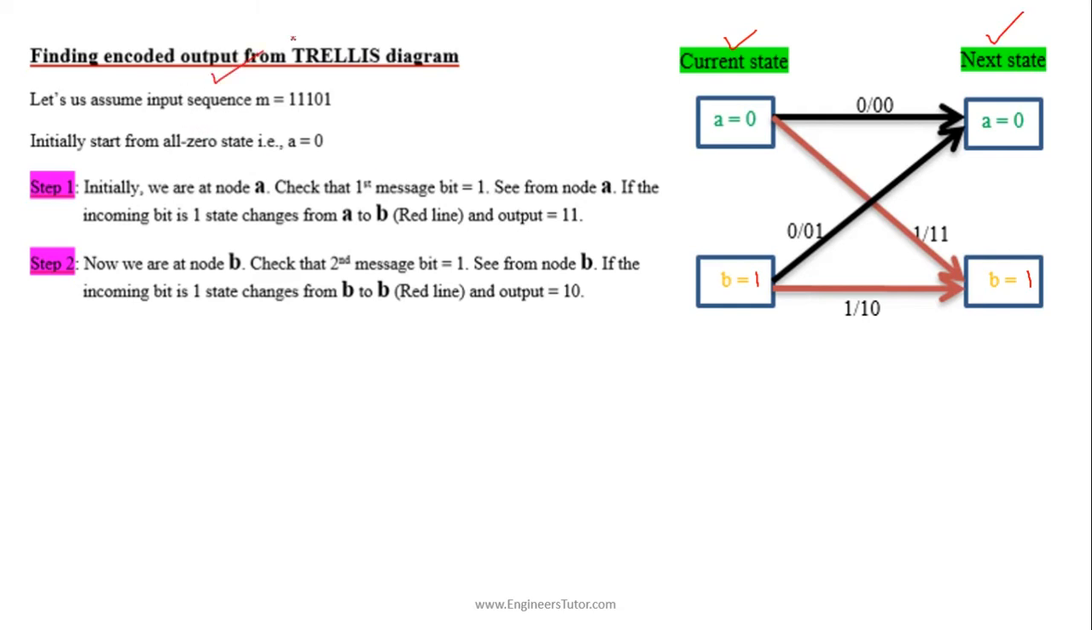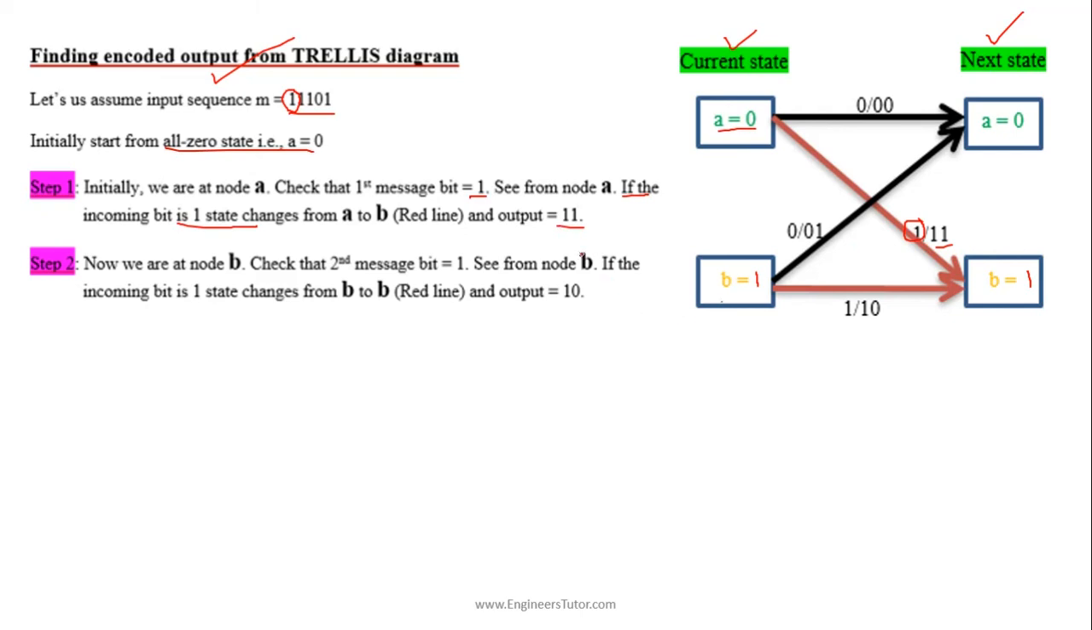Now we will try to find the output of the encoder for a given input bit stream. Suppose 11101. Initially we start from the all 0 state. We start from A equal to 0 state and check the incoming message bit. The first incoming message bit is 1. So from node A, if the incoming bit is 1, the state changes from A to B, and the output is 1 1. So now we are at node B.